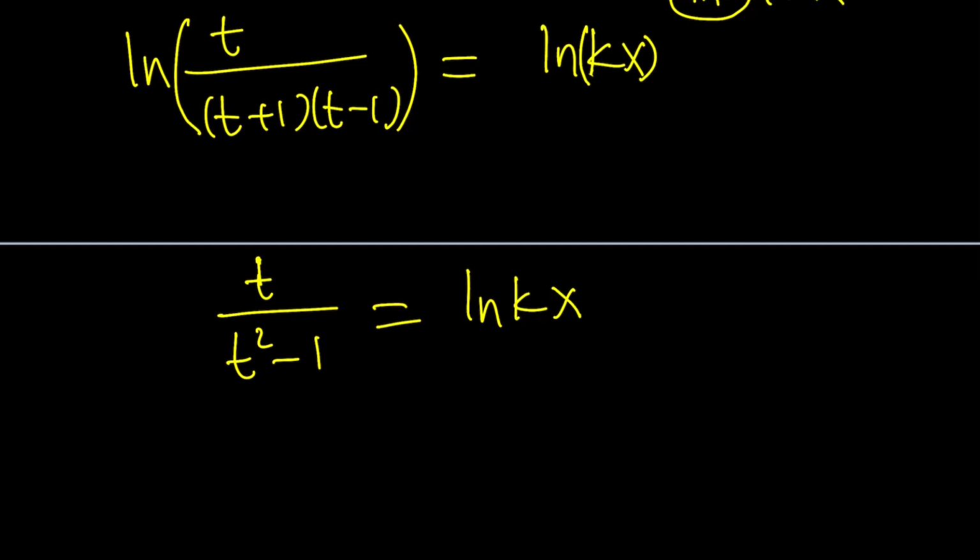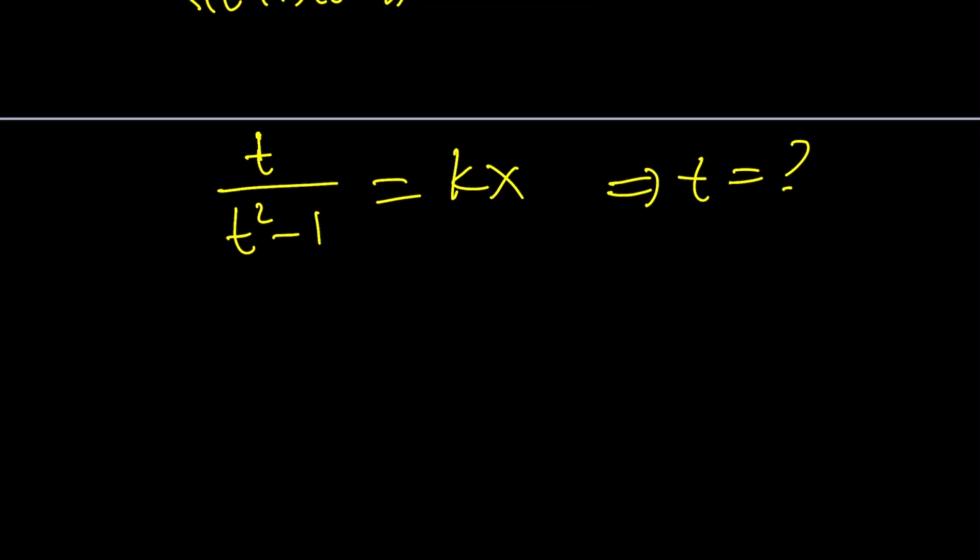And now, what am I going to do with this? Well, sorry, I wasn't supposed to write an ln. I got too excited. So that's kx. And now, what is t though, right? What is t? Okay, let's find out. But first, I want to solve for t. So let's go ahead and cross multiply.